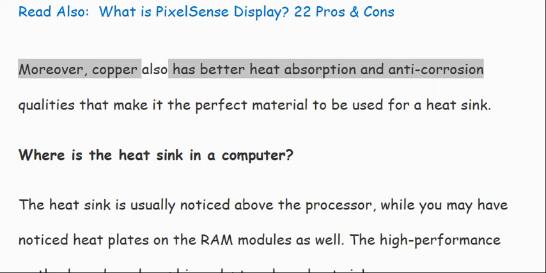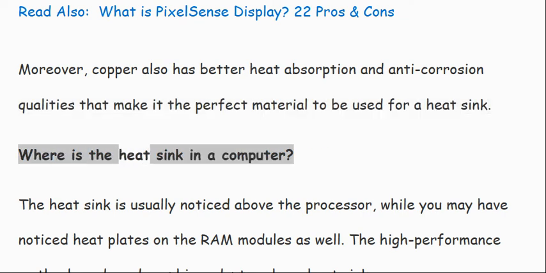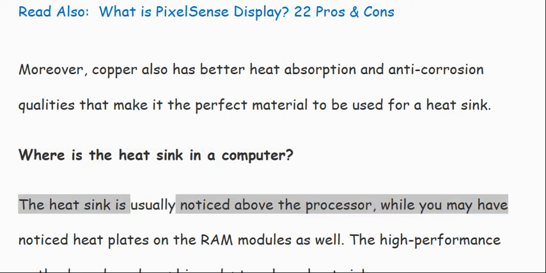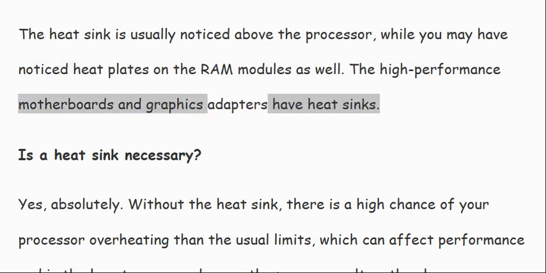Moreover, copper also has better heat absorption and anti-corrosion qualities that make it the perfect material to be used for a heat sink. Where is the heat sink in a computer? The heat sink is usually noticed above the processor, while you may have noticed heat plates on the RAM modules as well. The high-performance motherboards and graphics adapters have heat sinks.